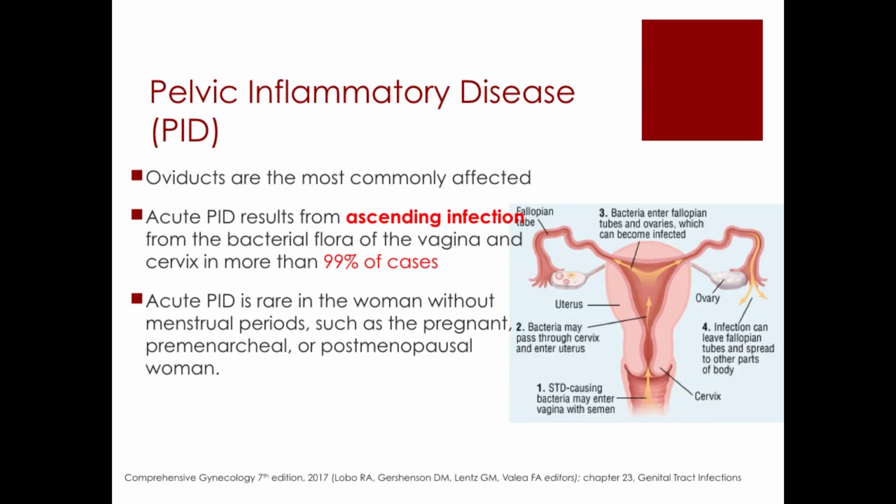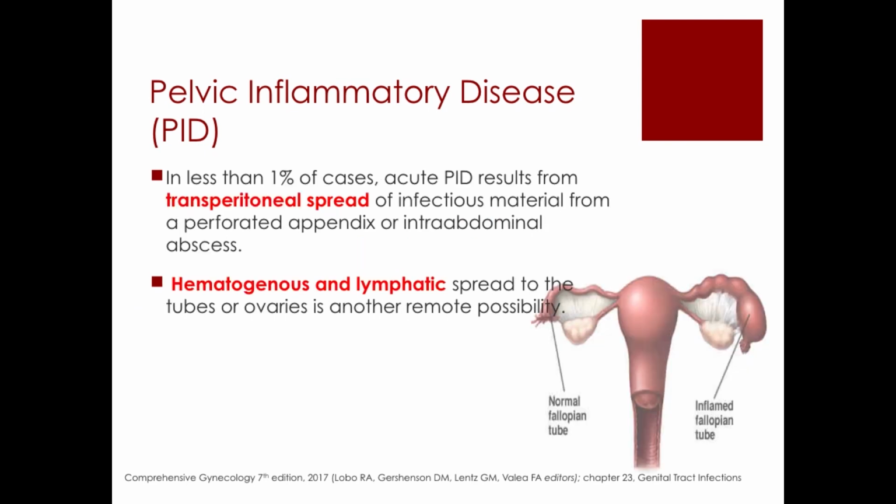The oviducts or the fallopian tubes are the most commonly affected by PID. Acute PID results from ascending infection from the bacterial flora of the vagina and the cervix in more than 99% of the cases. Acute PID is rare in the woman without menstrual periods, such as the pregnant, premenarcheal, or postmenopausal woman. In less than 1% of cases, acute PID results from transperitoneal spread of infectious material from a perforated appendix or intra-abdominal abscess. Hematogenous and lymphatic spread to the tubes or ovaries is another remote possibility.